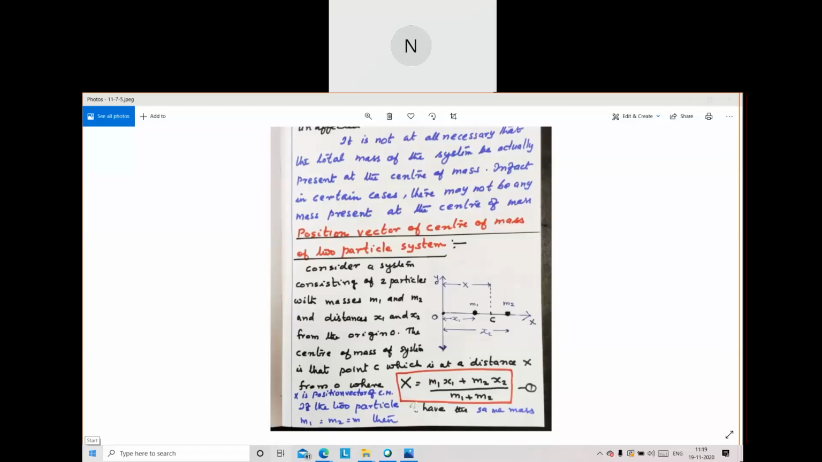Who will tell? Jnanaprakasham only is there. Jnanaprakasham, what will be for n particles? See, two particles are there. This is the formula: m1, first particle into its distance, second particle into its distance, by total mass. So n particles are there. How will you extend this?